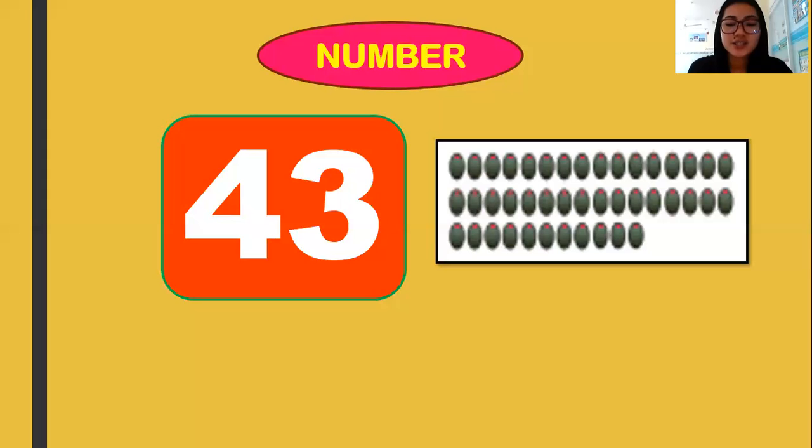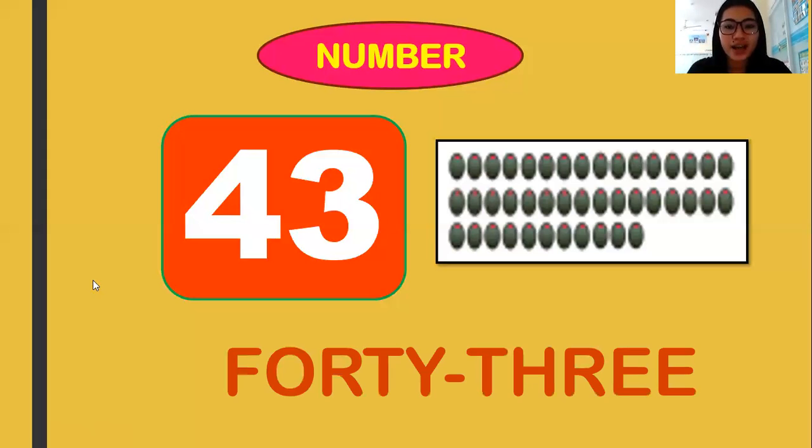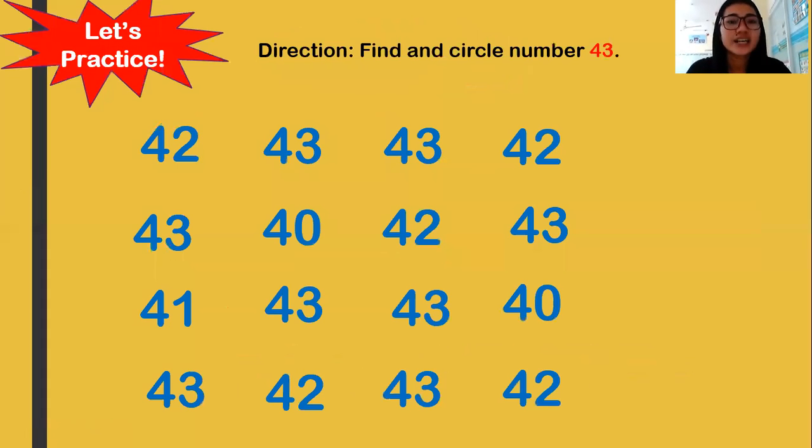So now let's spell 43, class. Everybody, let's spell 43. F-O-R-T-Y-T-H-R-E-E. 43. Nice. So here, the direction: find and circle number 43.